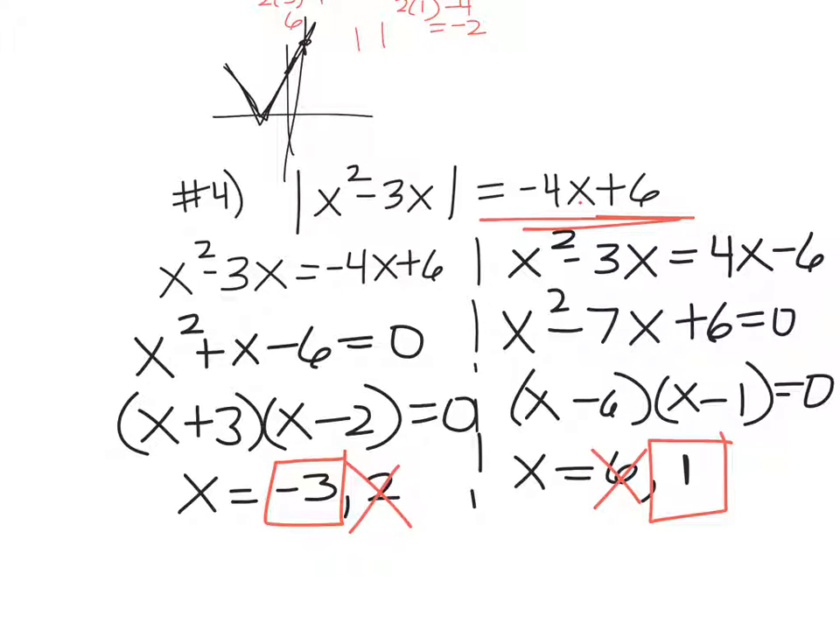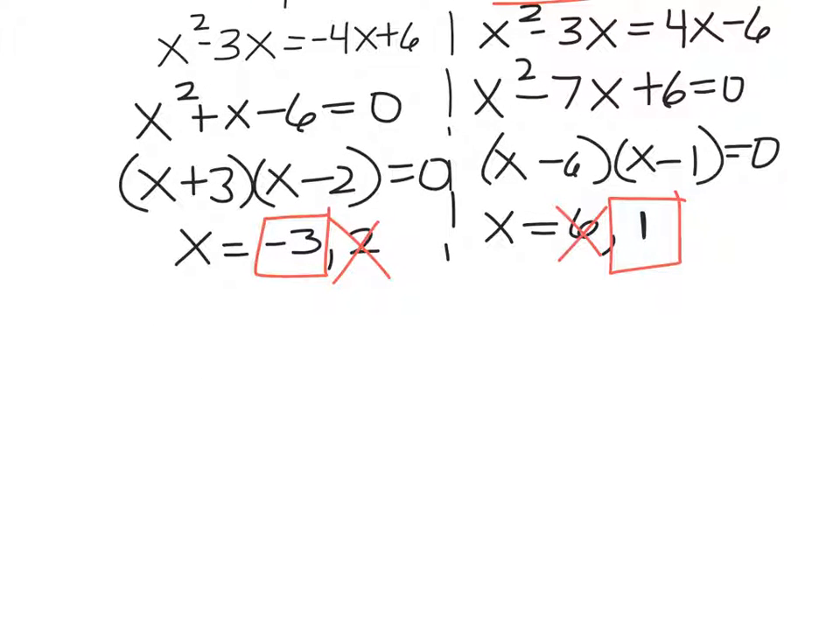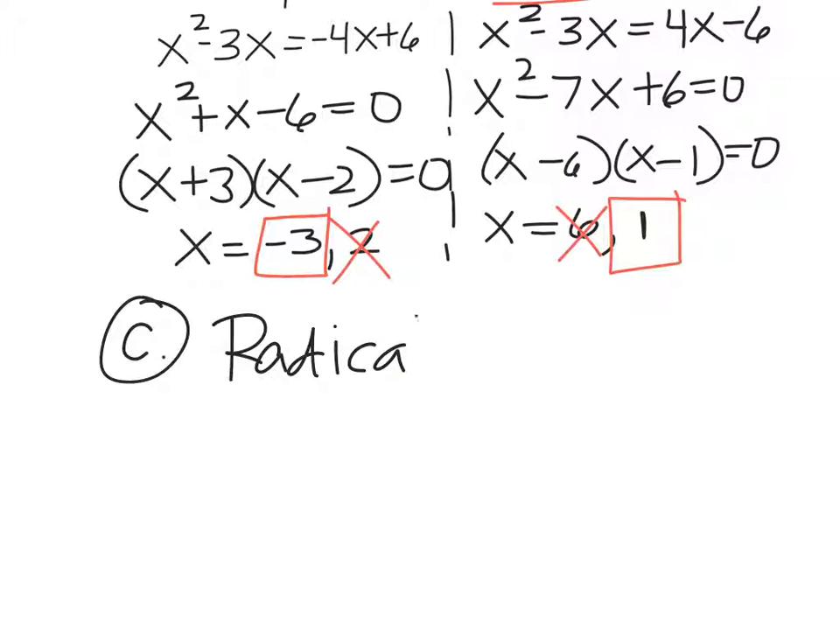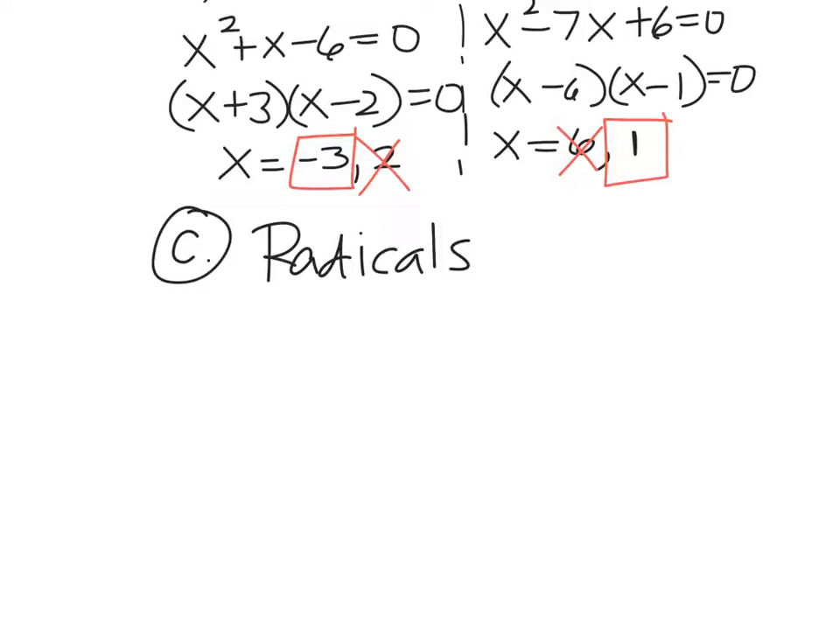Okay, last part, part C. So we did some graphicals, A, B, C. We did absolute value. Now we're going to do some radicals. I heard a groan. What's wrong with radicals? They're good. I do too. They're radical. Number 5.